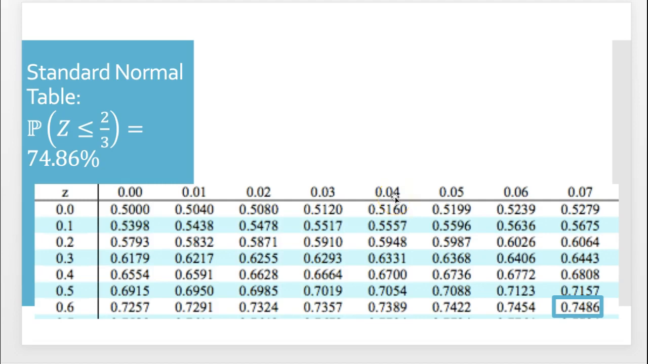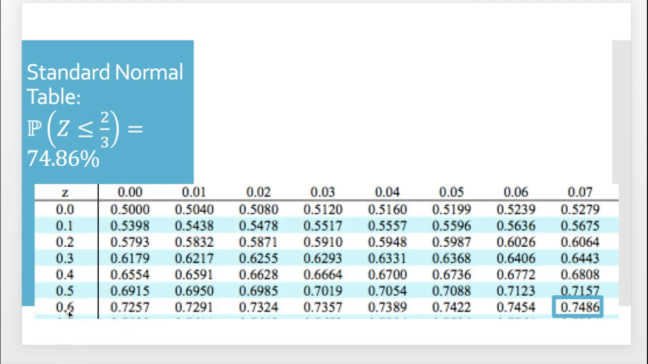My z-score was 2/3, and if you do 2 divided by 3, you get 0.666666 going on forever. But the z-score is rounded to the second decimal place. So if I round this number to the second decimal place, I get 0.67. Here I get 0.0, 0.1, I get 0.6, so I need 0.67. I need the 0.07 column, and I go down this column until I hit the row that has 0.6.